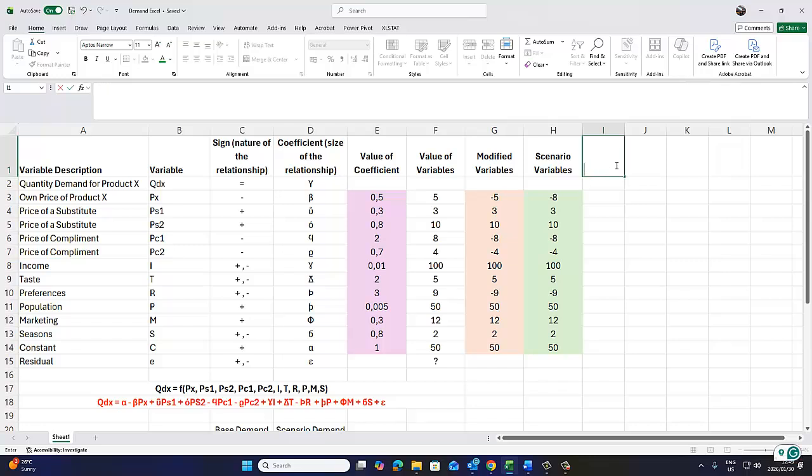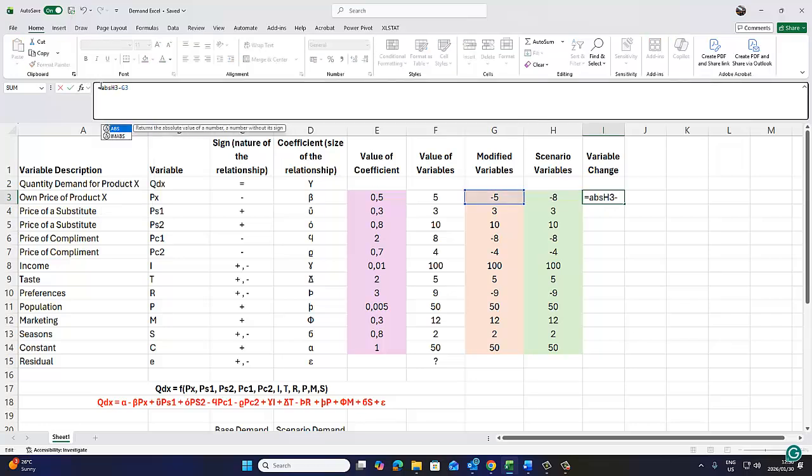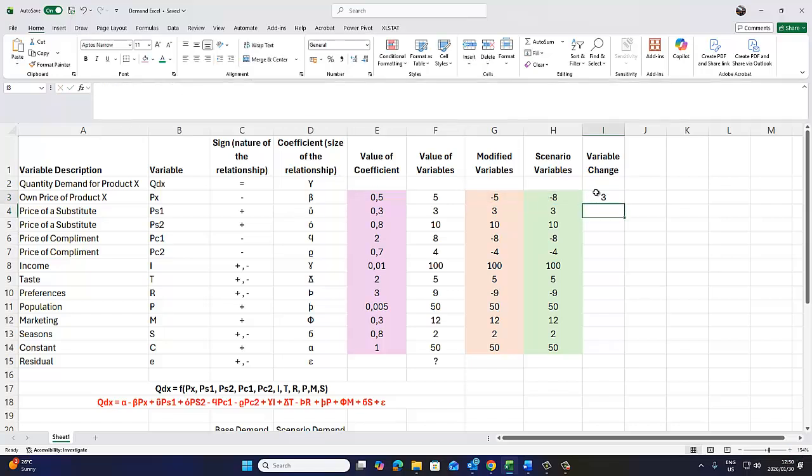Variable change. As we go along, we're going to say it's that minus that. So the variable changes by 3 rand. Let's do an absolute value. It changes by 3 rand. At the moment, all these are 0. So it increases by 3 rand.